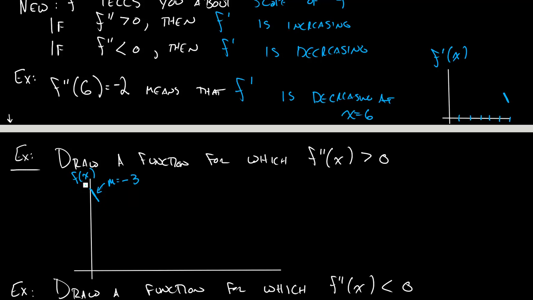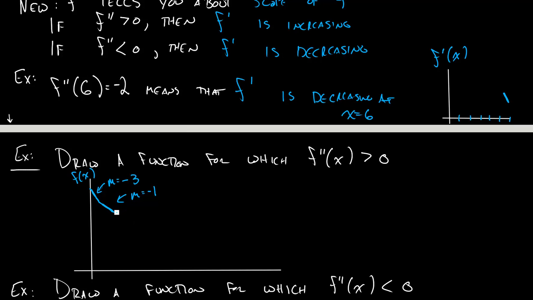So if we want f prime to be increasing, that's what f double prime of x being greater than 0 means. If we want f prime to be increasing, this slope needs to be increasing, right? So let's say maybe it's negative 1/2 now, or negative 1. Right, my values for my slope are increasing. That's what f double prime of x being greater than 0 means. It means that f prime is increasing.